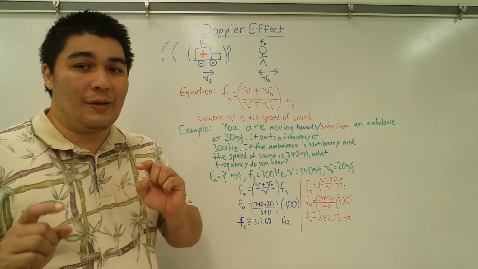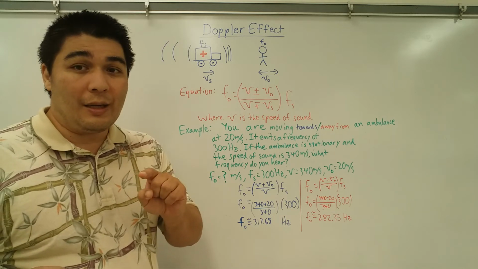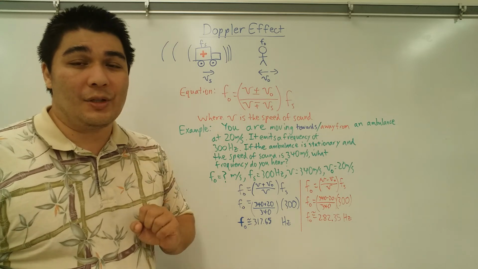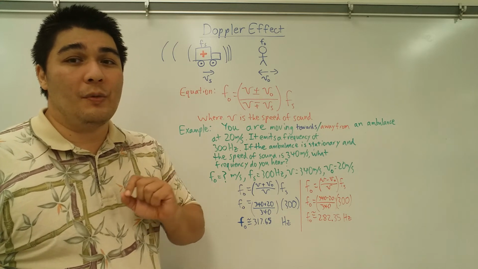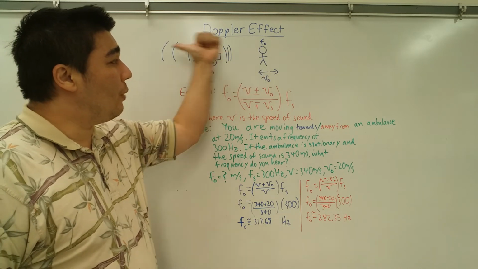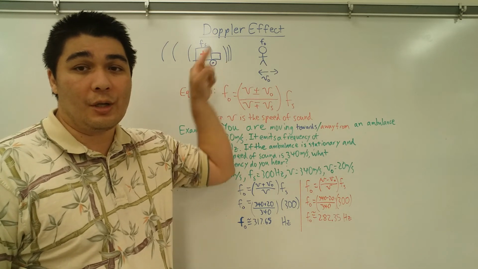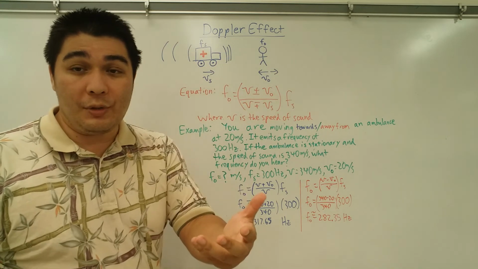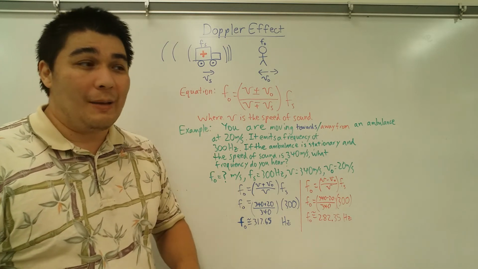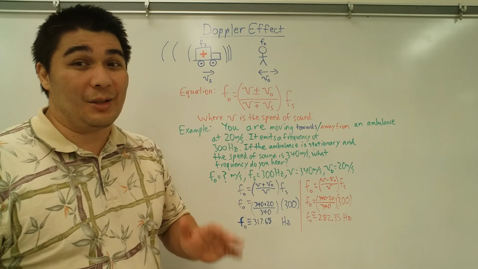If you see that, you have to determine, first of all, is the source moving or is the observer moving? Which one is it? That's important. Second thing you have to determine, is the source moving towards the observer or away from the observer? Or vice versa, is the observer moving towards the source or away from the source? Those two separate considerations are extremely important, because if you get that wrong, you're going to get a wrong answer. And it won't be that close either.